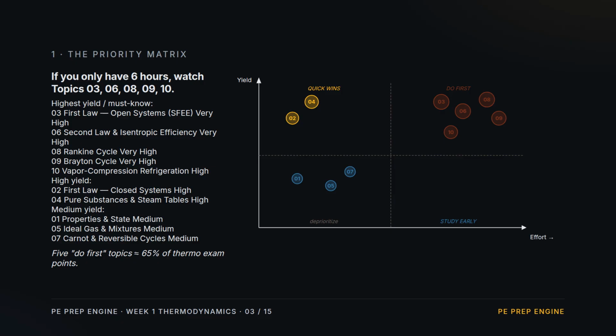Upper left, quick wins, topics 02 and 04, closed system first law and steam tables. Lower right, the foundations, 01, 05, 07. Study them early, not in the final week.